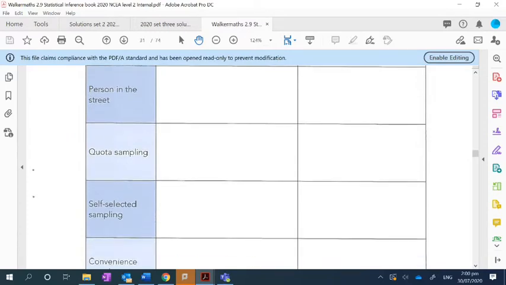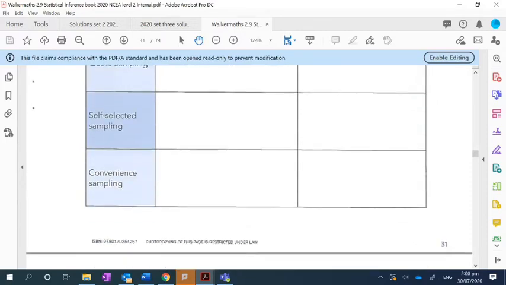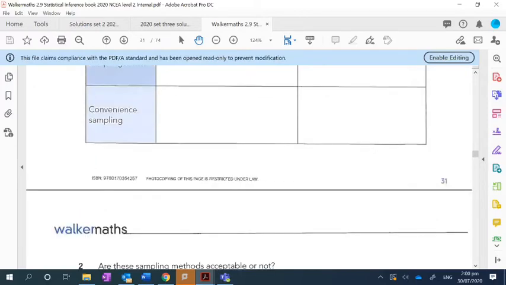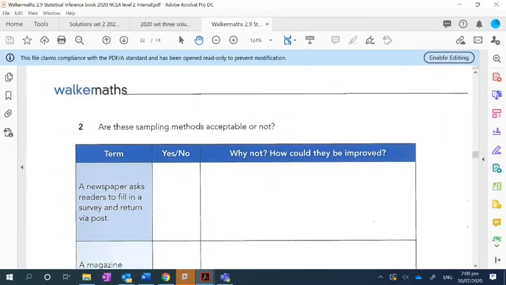Quota sampling, you get a specific amount from each target group, right? We could do the year 12 thing as long as we walked around to every year 12 and picked like 5 out of each class, right? That kind of thing. Convenience sample, not great. What do you think that one means? Just do whatever's easiest. Okay? All right?